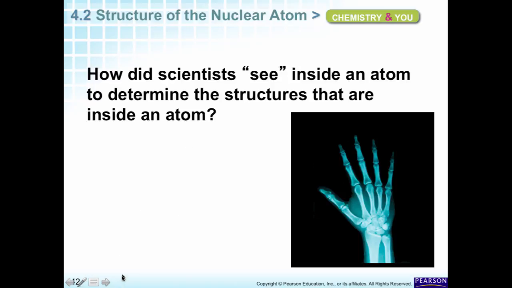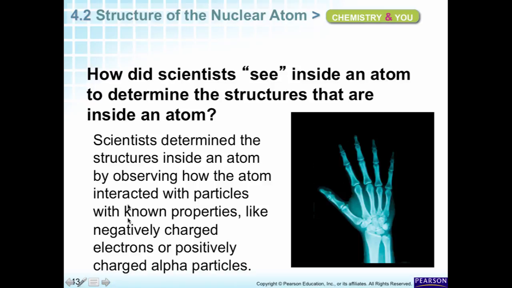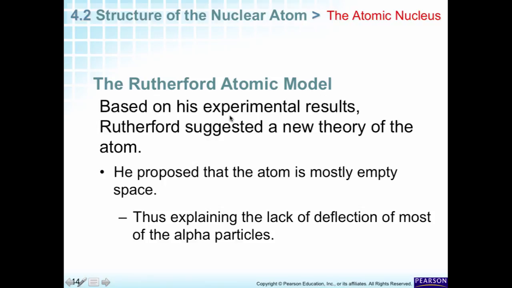Okay, so answering the question at the beginning of the slideshow: how do you see inside the atom? It's how it interacted with particles with known properties. So how the atom interacted, like the negatively charged electrons in the cathode ray experiment or the positively charged alpha particles, how did it behave? So what we were able to do is he said the atom was mostly empty space.